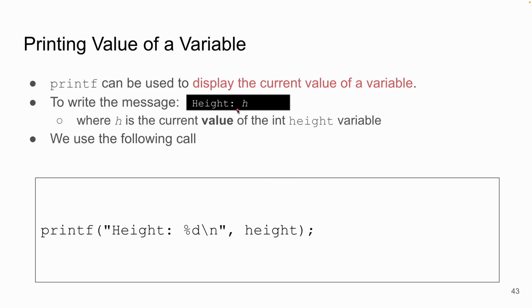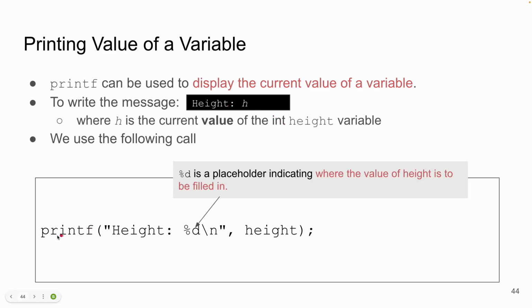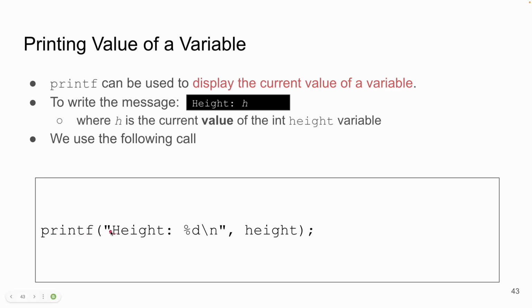the variable called height. So the lowercase h here indicates the current value of the height variable. We can use this function call to achieve this. The first thing we need to write down is printf, and then we need to write down the message I want to print out, that is "height". So I write out height here. And remember, all these things need to be put inside the double quotations.